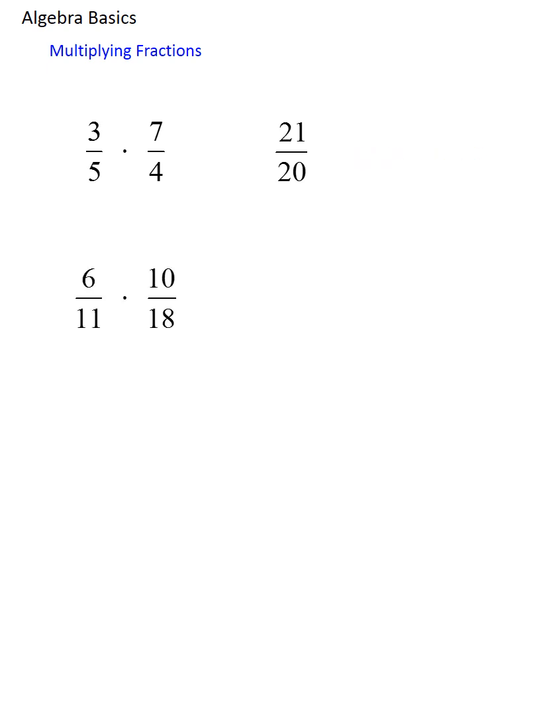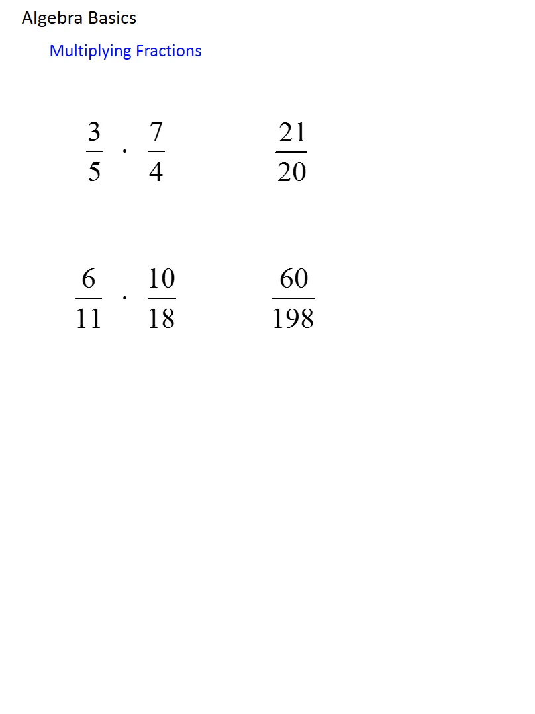Let's take a look at another problem, and let's employ the same strategy to multiply fractions that we multiply straight across. 6 times 10 is 60. 11 times 18, by the way, I worked it out on a calculator and got 198. Could have used scratch paper as well.